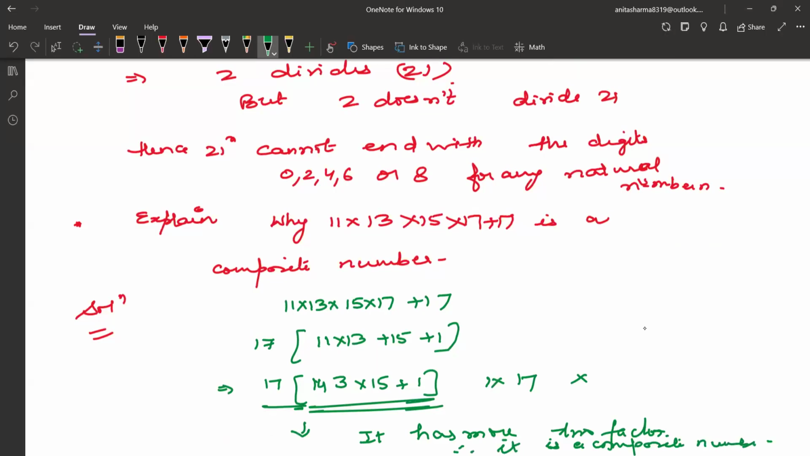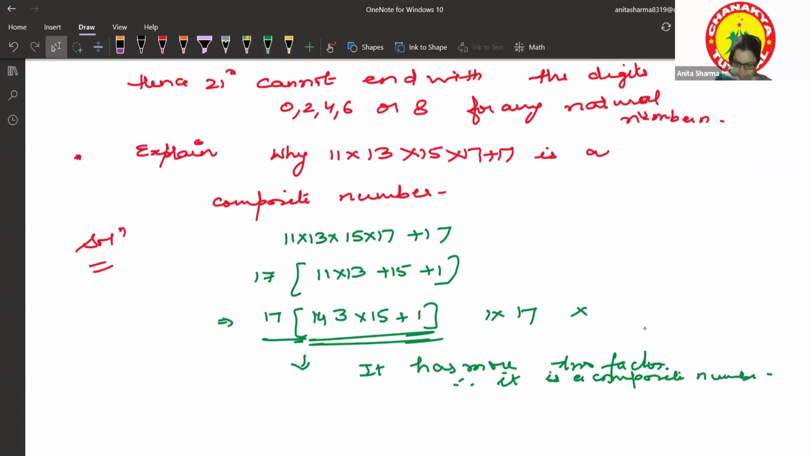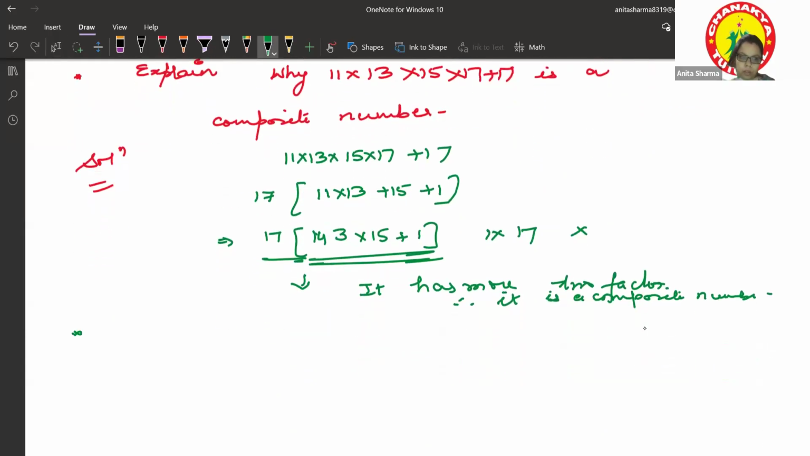Yes, ma'am. Yeah, beta. Now the next thing is this type of question in 2 marks or 3 marks. 100% will come. Prove that root 2 is an irrational number.